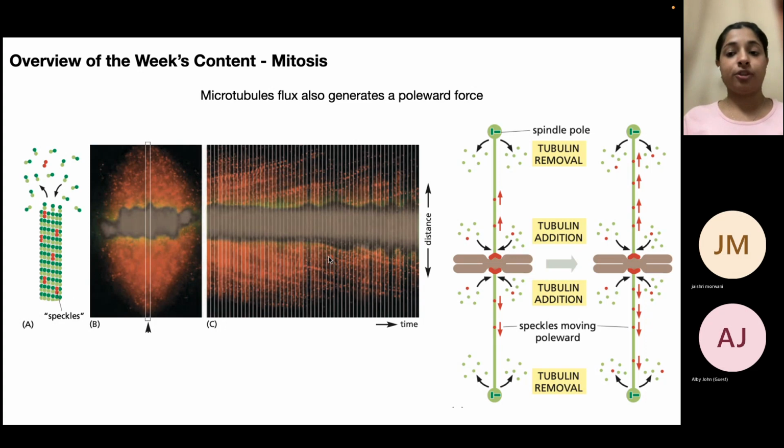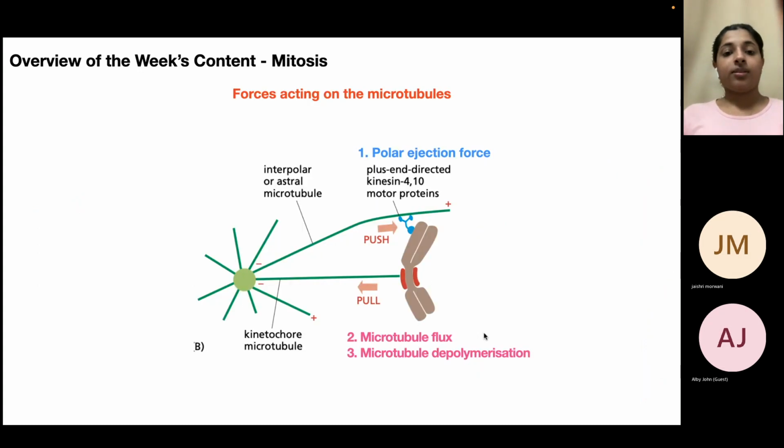Now, they proposed that the reason for this is that if this is the microtubule attaching the spindle pole to the chromosomes, here there is removal and here there is addition, because of which there is a continuous shortening of the microtubules. The other force they said was acting was microtubule flux, which is what we discussed, and the other one is microtubule depolymerization, wherein it's continuously depolymerized, because of which there is a pulling force towards the poles as well.